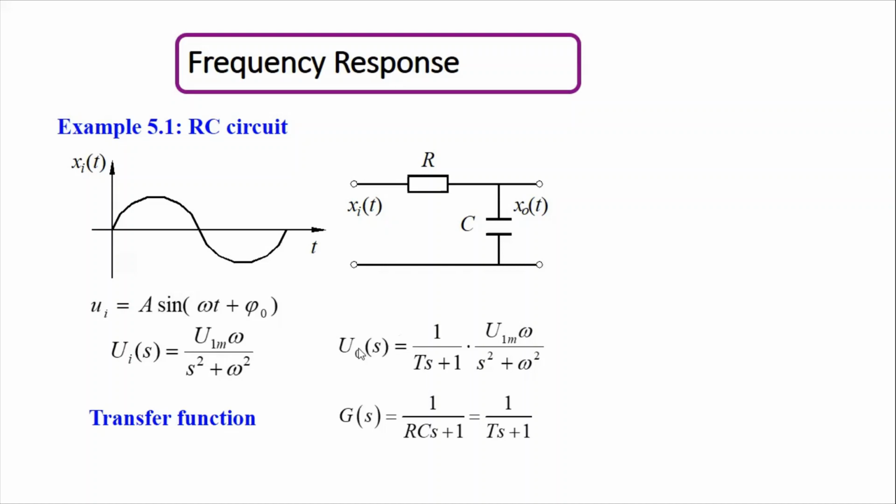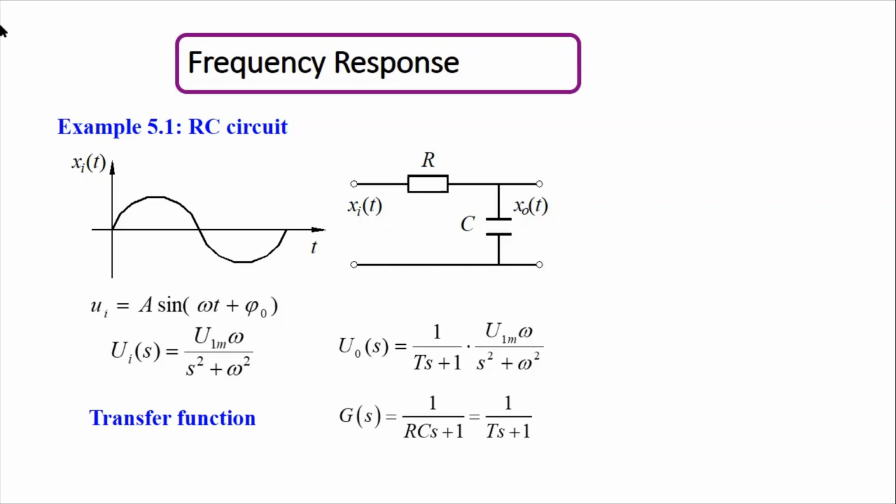Then calculate the output using our regular procedure, that is, output Laplace equals transfer function into input Laplace. So that's how you can get the behavior. Where this 1 by Ts plus 1 can be written as the transfer function, assuming T equal to RC, the time constant. So this was our approach in the previous case, in the time domain case. It is as good as C of S equal to G of S into R of S.